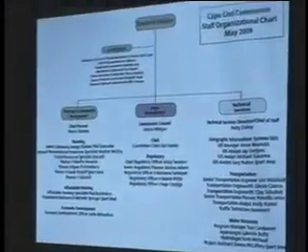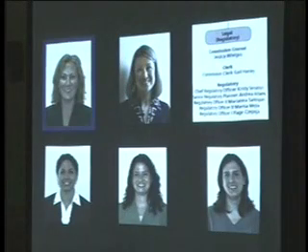DLTA funds, how we use those. The reorganization, these are all examples of things that we did. These are new staff members that were brought on, part of the reorganization.